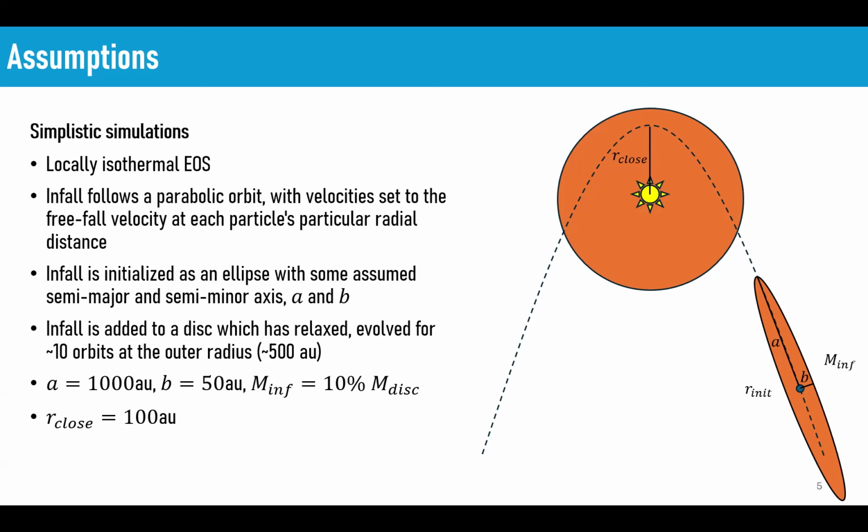For most of what I'm going to show you here, the infall mass is only 10% of the disk mass, and the closest approach of the streamer material is 100 AU. Over the timescale of the infall, Mdot is only about 10^-7 solar masses per year. So it's actually not that large, assuming a 10 to 50 Jupiter mass protoplanetary disk.